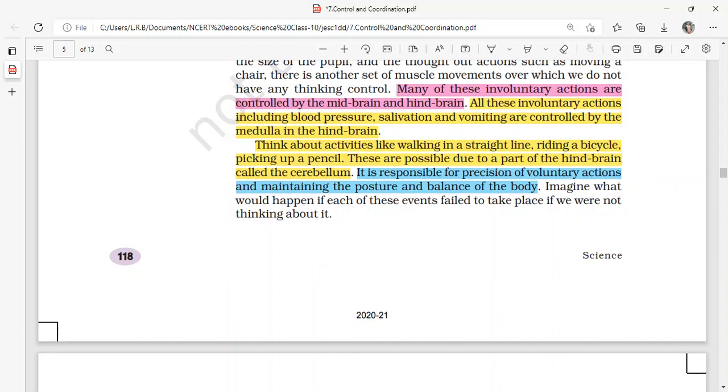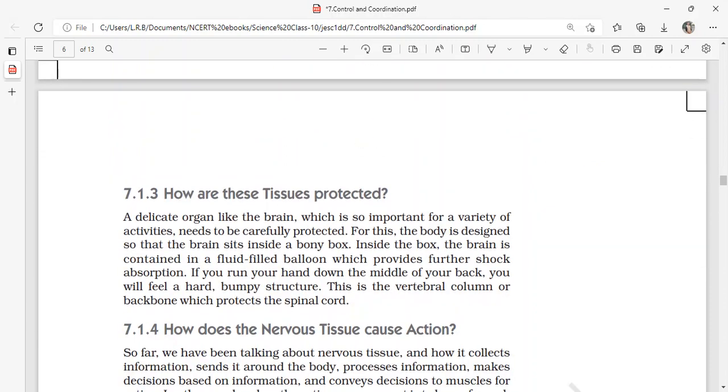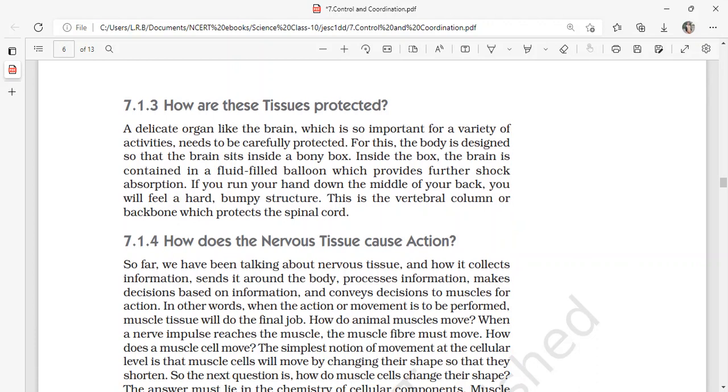So this is one example of what would happen if these regions were not there to maintain the functions. Okay, so let us see. We have seen the functions of the brain regions and the neural tissue, and how this information is transmitted. Another important thing is that not just the utilization of the tissue is important, but for the body, protection of the tissue is also important. So let us see how these tissues are protected. A delicate organ like the brain, which is so important for a variety of activities, needs to be carefully protected, isn't it?